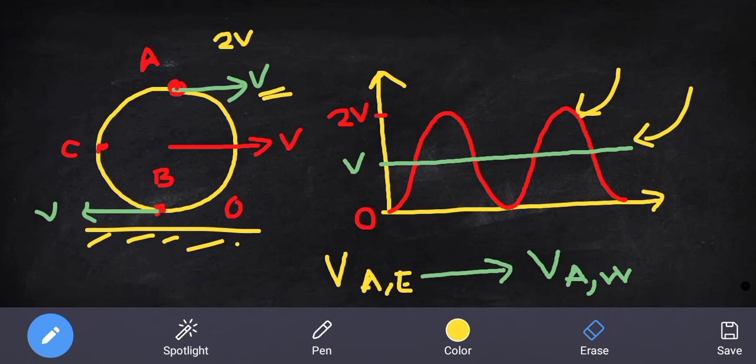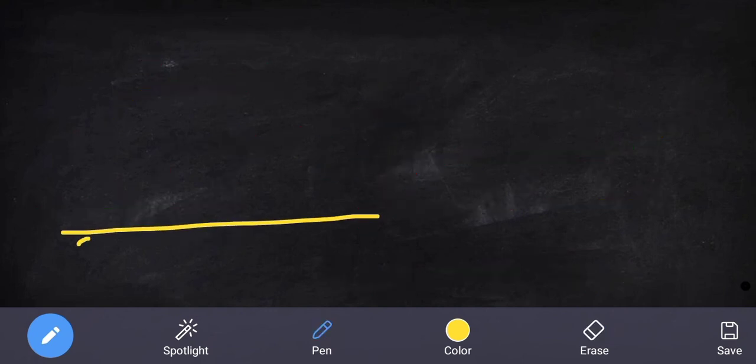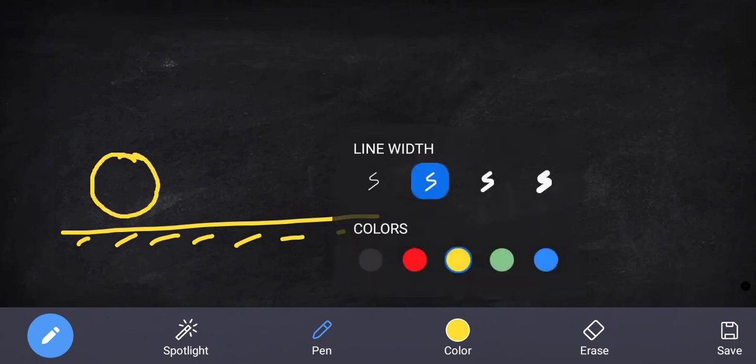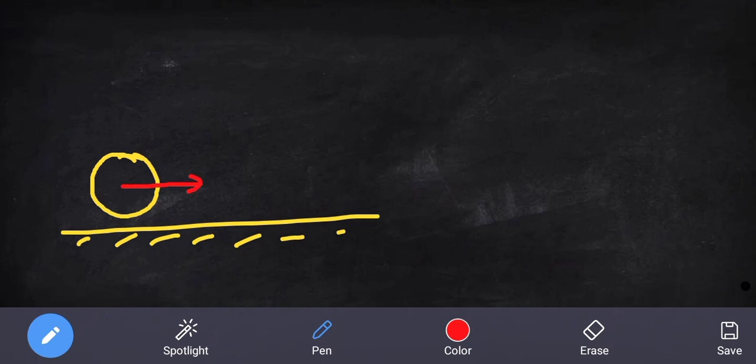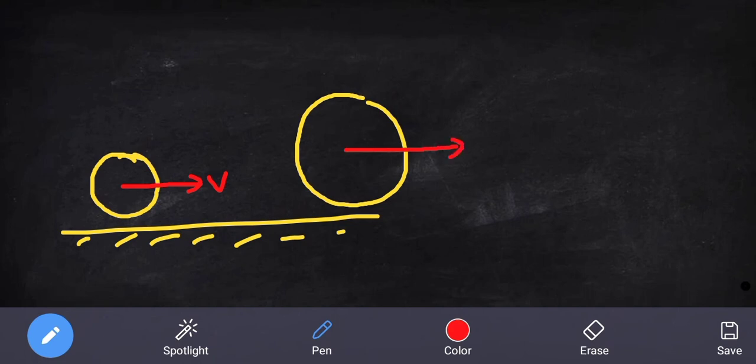There is an interesting part about this. Let's think, we have a wheel of radius r that has a linear velocity of v. Another wheel of radius 2r has a linear velocity of v. What do you think about their tangential velocities? Will it be twice as this? Is that so?